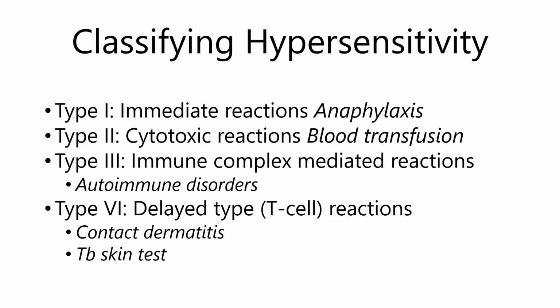We'll classify them in order. Type 1 is your anaphylactic. Type 2 is your cytotoxic reactions, which is mostly your blood transfusions or blood products. Type 3 is your immune complex mediated reactions, your autoimmune disorders, rheumatoid arthritis, lupus. Those are the 2 that you're going to learn about. And then type 4 is more of a delayed type T cell reaction, back in your immunity presentation. Contact dermatitis, TB skin test.